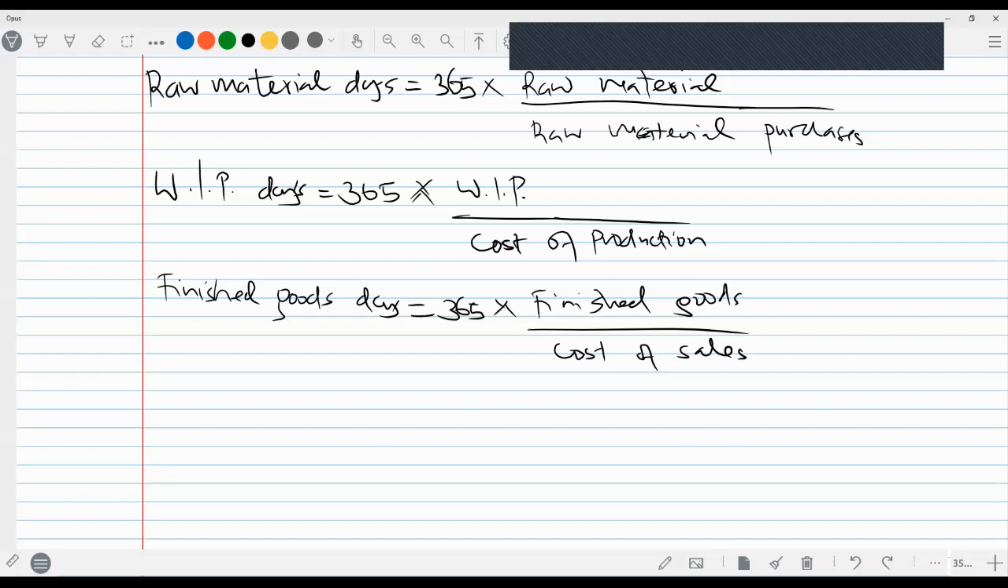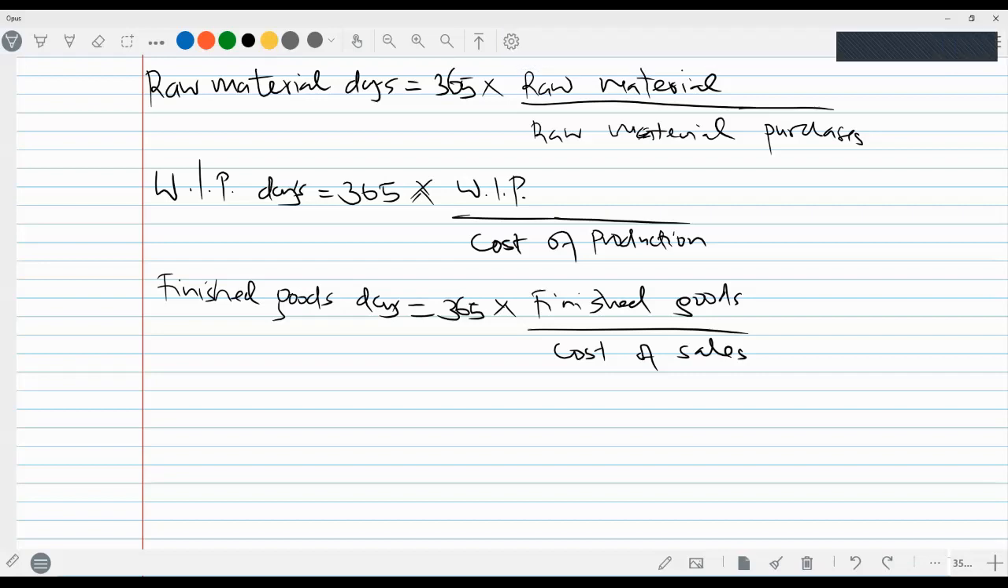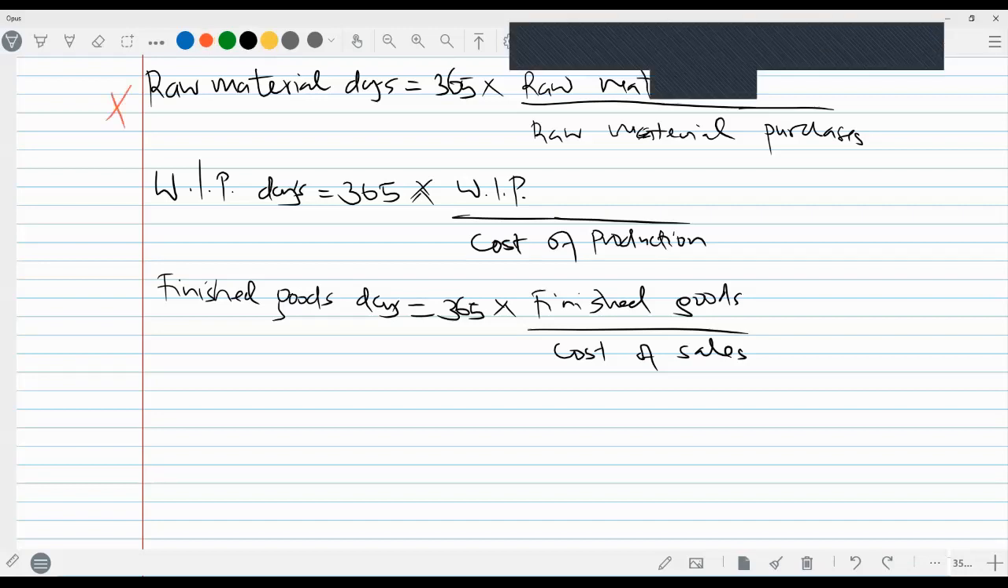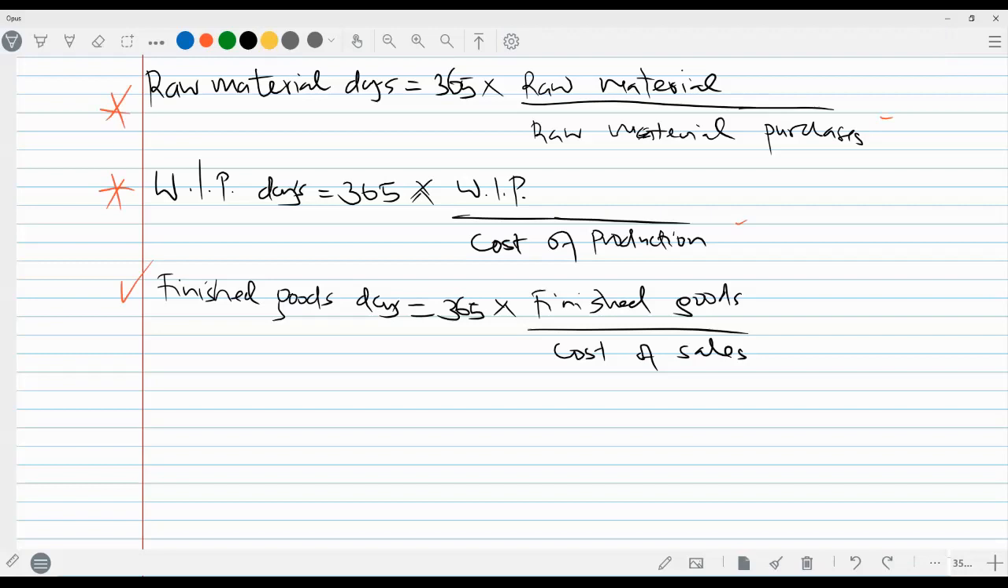Now, if a company does not manufacture, like for example, the case of supermarkets and the retailers, they don't manufacture, so they sell an already complete unit. In that context, they don't have raw material, they don't have work in progress, they only have the finished good. So you don't need to get these days if the company does not manufacture, they sell an already complete unit. Okay, hope that's clear.